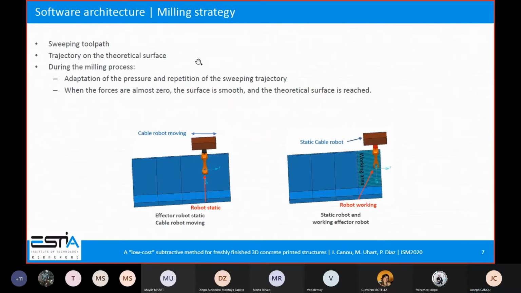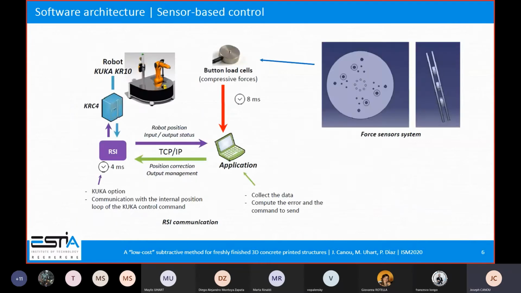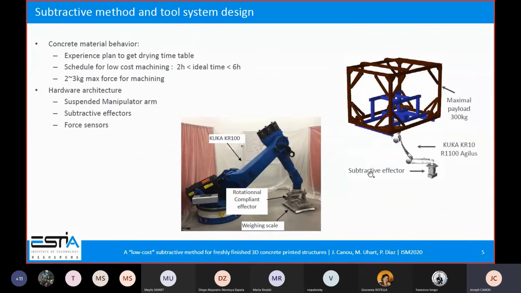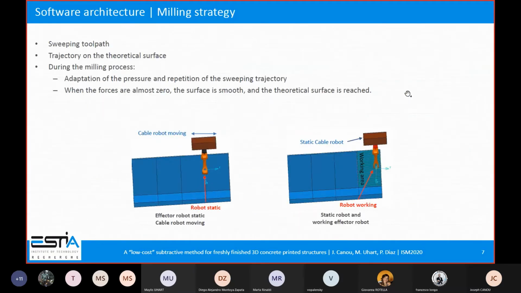So concerning the milling strategy, as already mentioned, the effector is attached to a KUKA KR10 robot, a small arm manipulator, and this arm manipulator is suspended to the cable robot. For many reasons, and the first of these reasons is that we were working on a prototype and we did not solve all the problems we could have, like vibration, flexibility, etc.